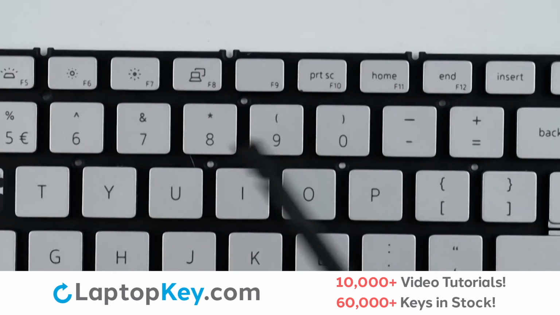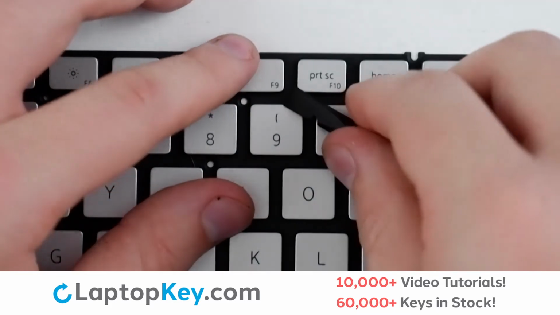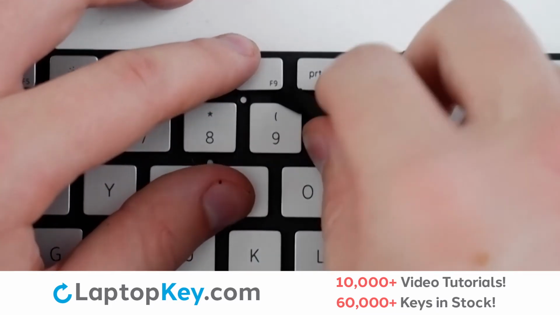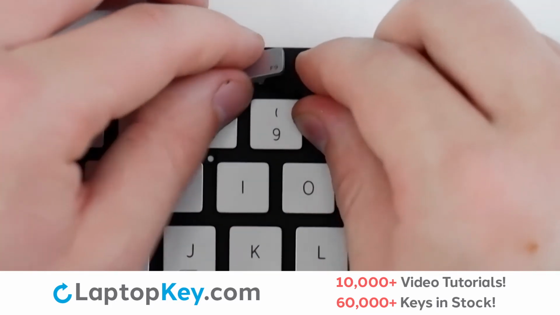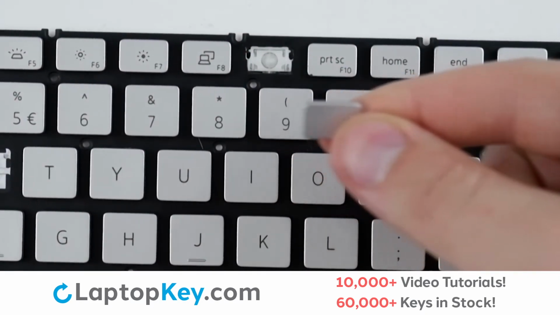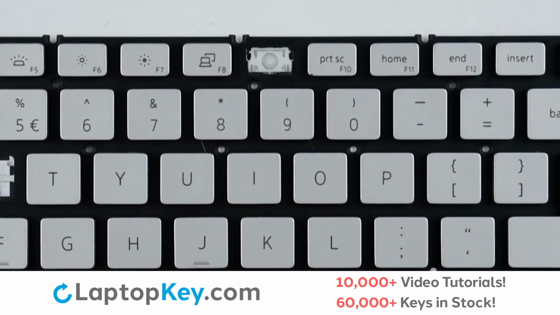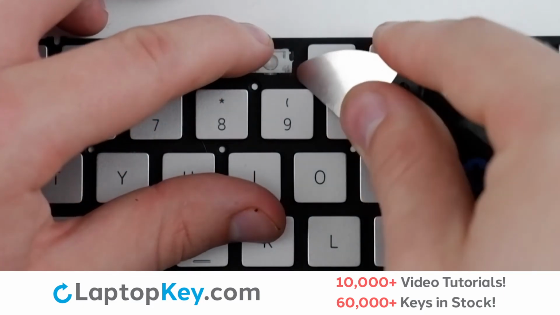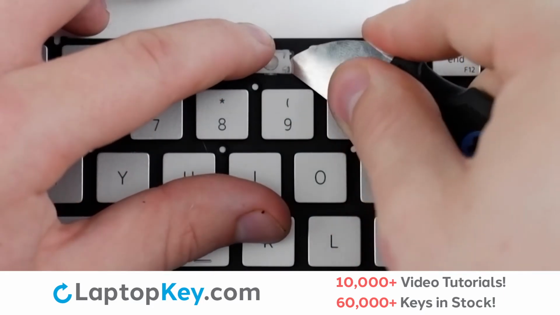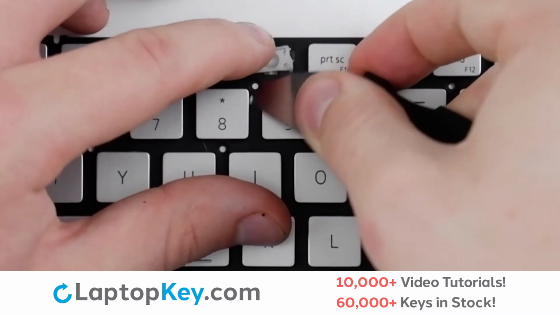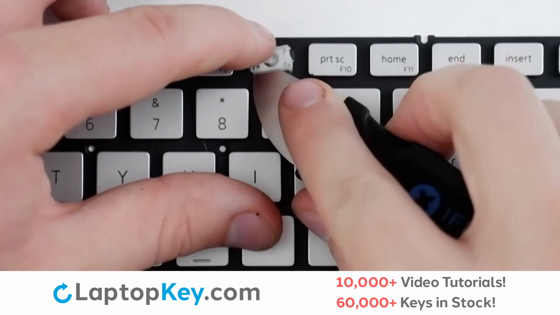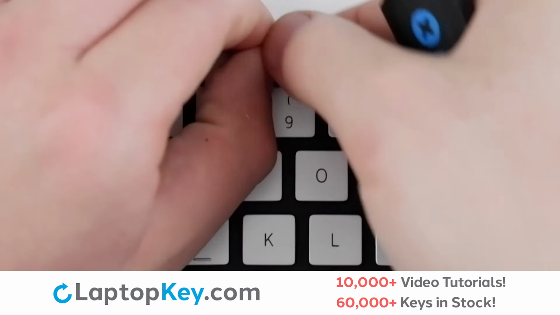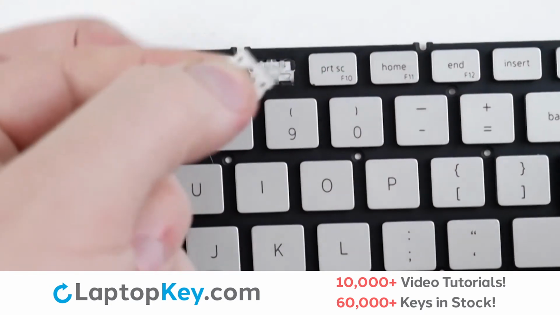For removal of the top row keys, insert your tool under the bottom right corner of the keycap. Apply gentle upward pressure, and the keycap is removed. To remove the retainer clips, support the top of the clip with your finger. Insert a tool under the bottom corners. Apply gentle upward pressure until the clip is removed.